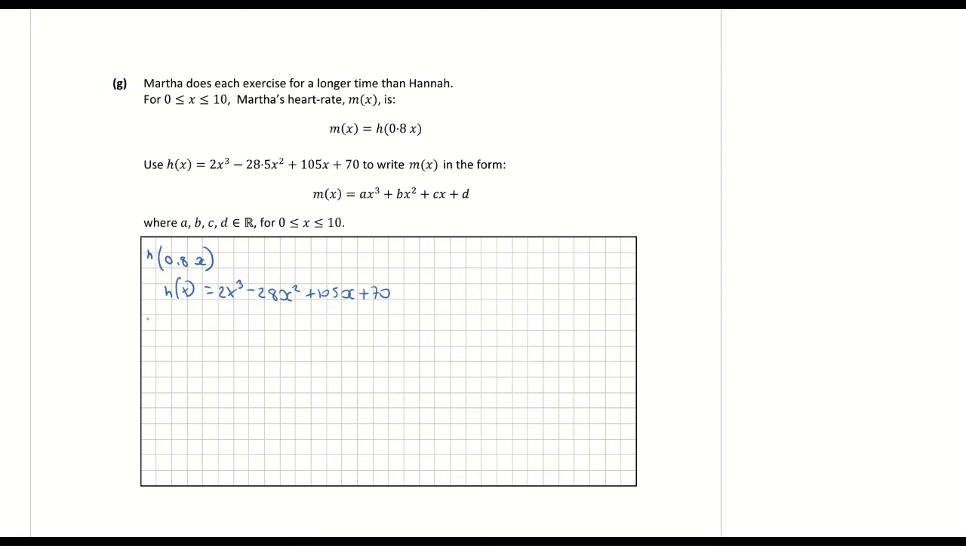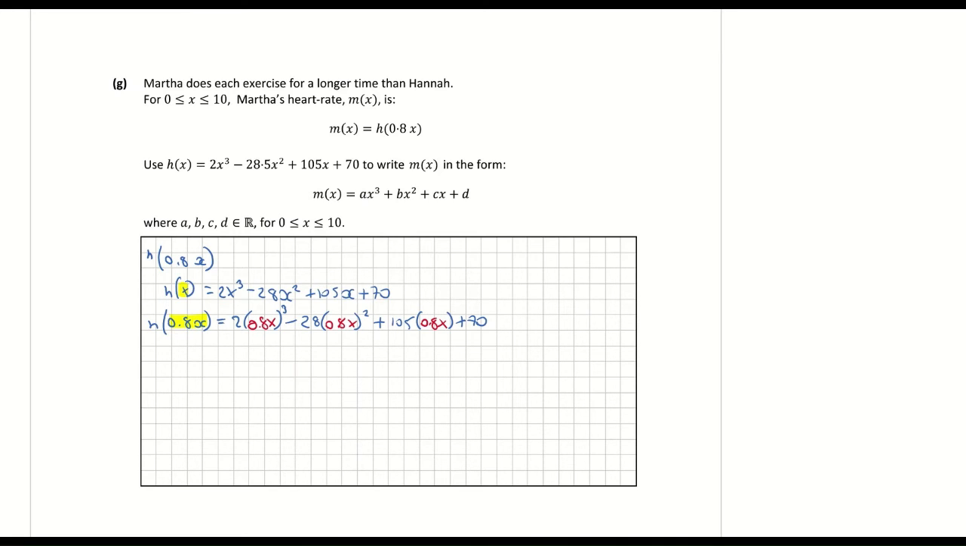So if I'm trying to find h of 0.8x, I'm basically subbing in 0.8x for x, if that makes sense. So I'm basically going 2 times, let me just write all this out first, and then I'll sub in my value for x. So the value for x here is 0.8x. So I'm substituting x with 0.8x. That's what's happening here, and that one's cubed, don't forget.